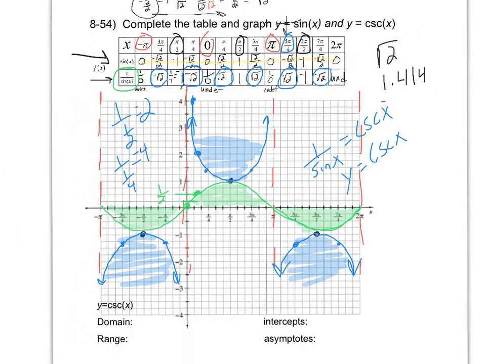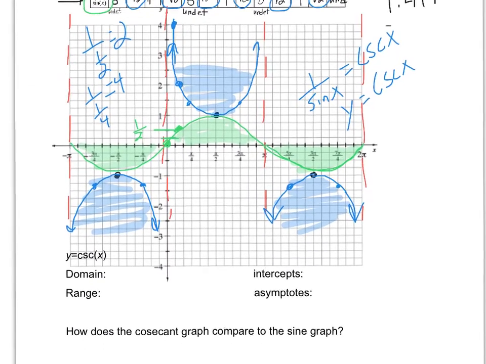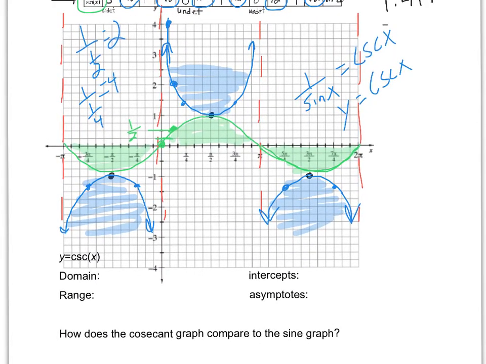Now let's answer a few more questions dealing with the cosecant graph. The domain. Our domain happens to be all reals except x cannot be where there are vertical asymptotes, and that's pi times n. The range: y is going to be less than or equal to negative 1. It's everything that's going below a negative 1.